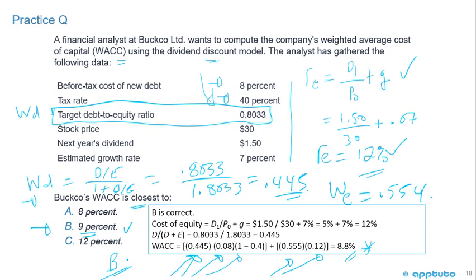So that's a fantastic question to finish this LOS on. You had to go through all the paces in terms of calculating the cost of equity using the dividend discount model. You had to calculate the weighted average cost of capital, and you had to remember how to calculate the weight of the debt given a target debt to equity ratio.